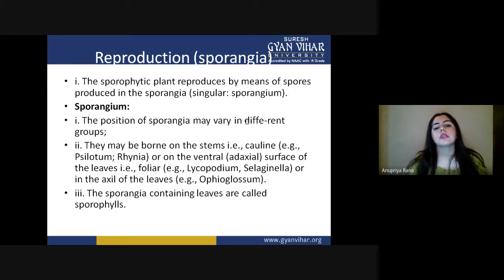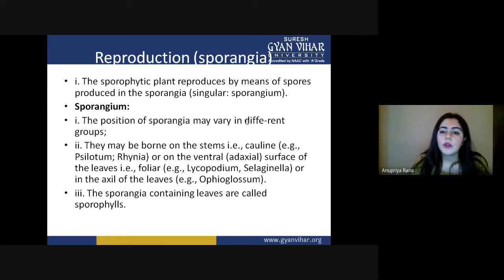Now we will take a look at how the sporangia of pteridophytes look, what their characteristics are, and how they can be differentiated from the others. Let's see the position, at what place they are present. The position of sporangia may vary in different groups, because pteridophyte is a bigger unit. It is a subdivision. We have orders, and lots of genera inside them.